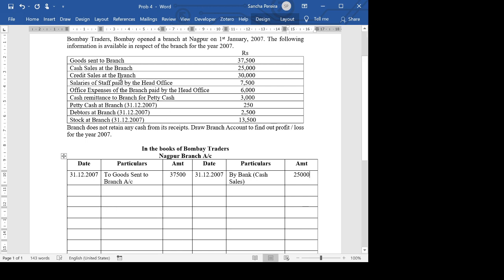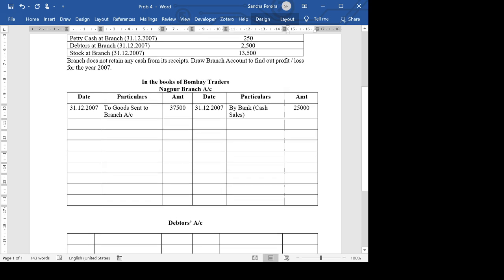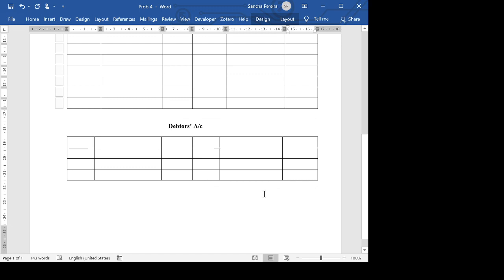Okay. Credit sales at the branch. Now I told you credit sales don't come here because it has got nothing to do with the head office. But credit sales come in the debtors account. Remember, debtors account always shows a debit balance. Would the credit sales increase the debtors balance? And we would normally have a balance brought down, but we don't have a balance brought down because it's a new branch.